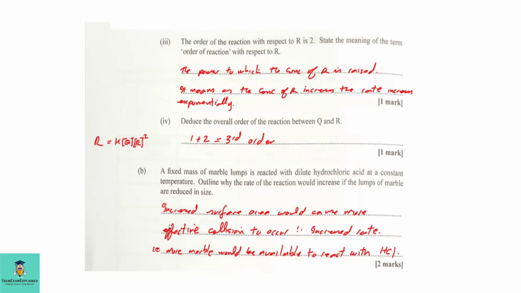So the powder would increase the surface area. So increased surface area would cause more effective collisions to occur. This will increase the rate of the reaction. That is, more marble would be available to react with the hydrochloric acid.